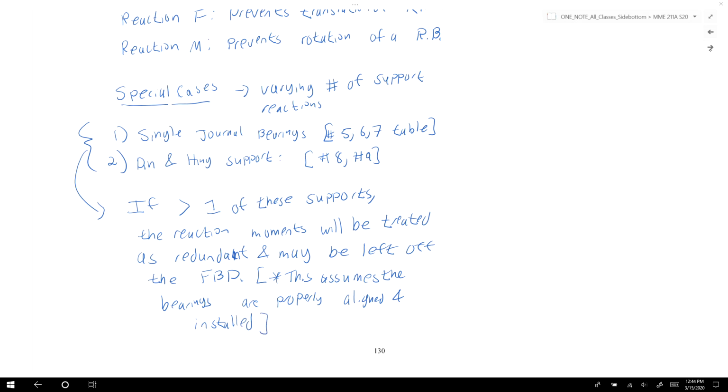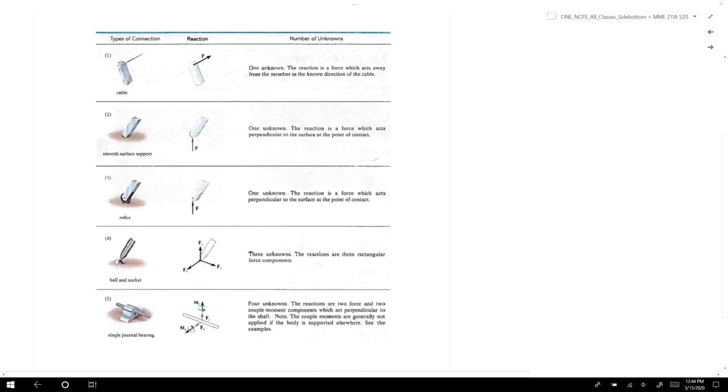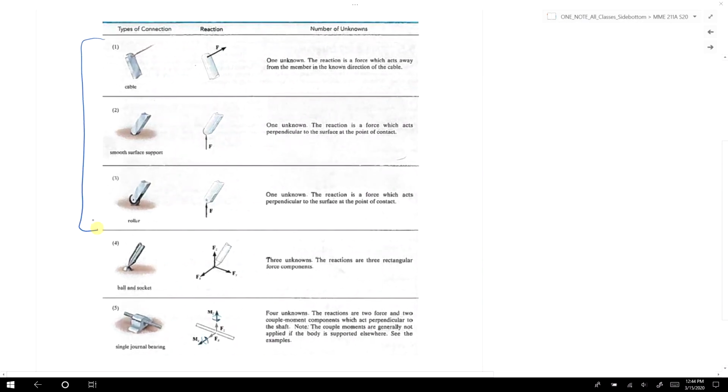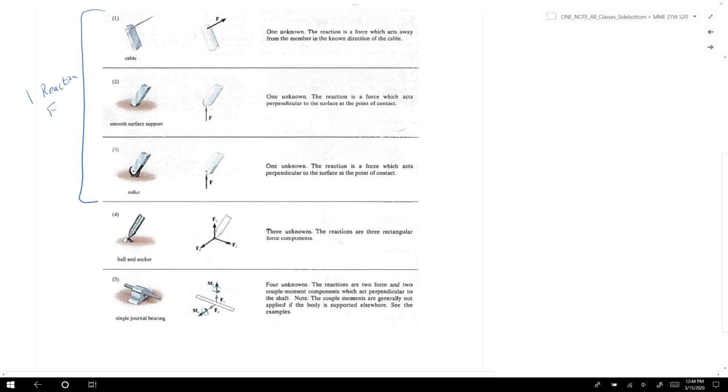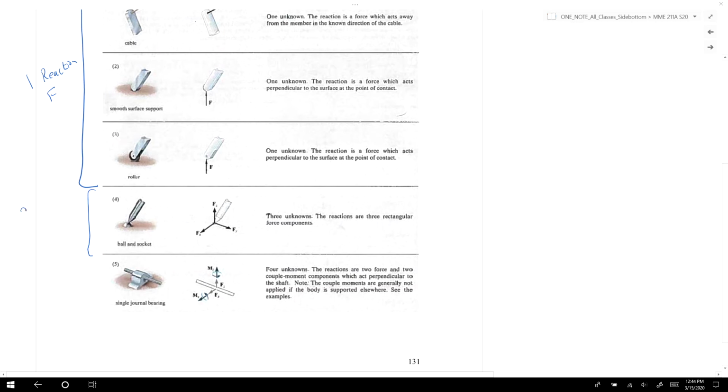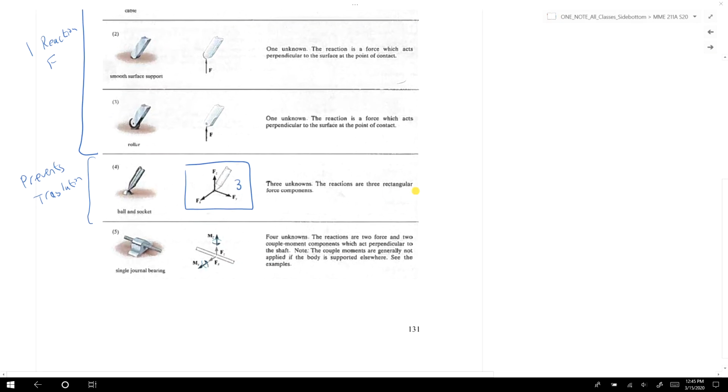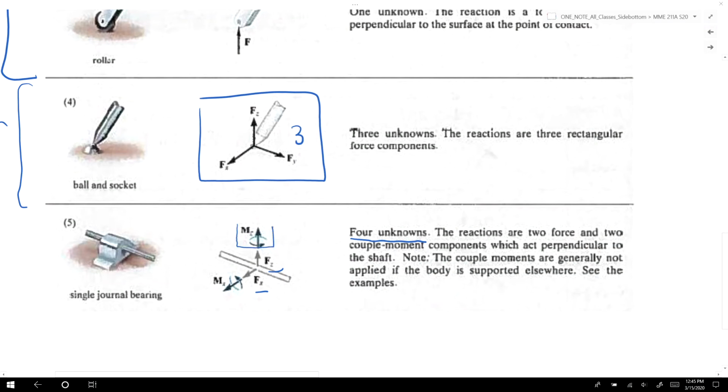If we go to the next page, you'll see a table of the different types of support reactions that are available. Some of them are common to what we talked about in 2 dimensions, such as these 3 types of connections. These all have one reaction force. Then we have the ball and socket joint, which prevents translation. So it has 3 forces, so 3 unknowns. The single journal bearing has up to 4 unknowns. It has two forces, Fx and Fz, and then two moments, Mz and Mx.